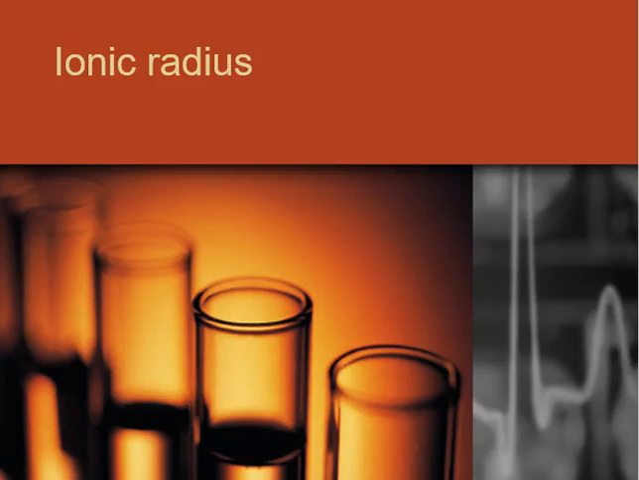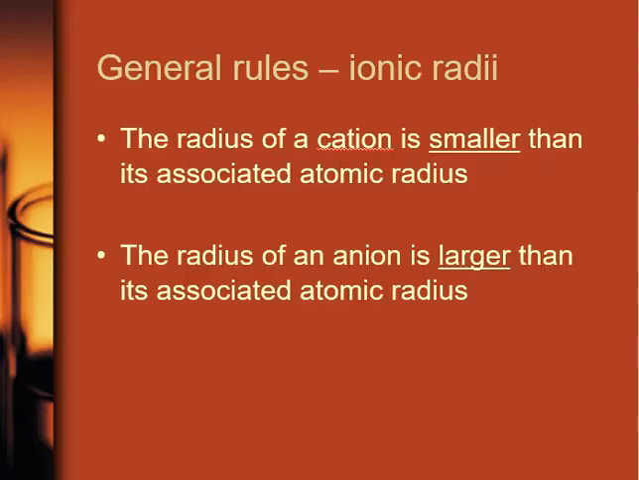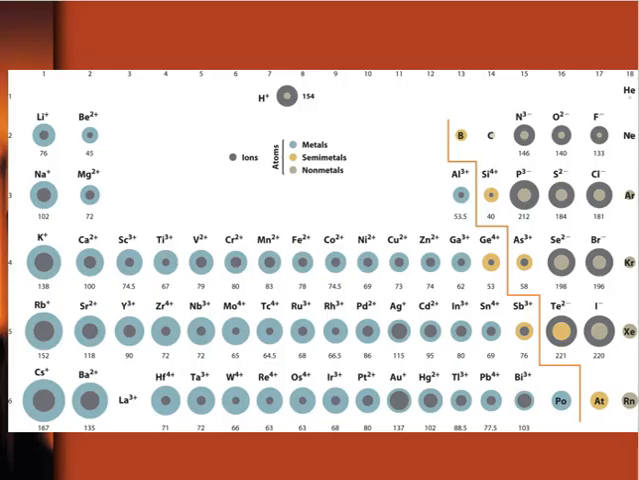Today we're going to be talking about ionic radius and in particular how ionic radius compares to the atomic radius for the same atom. So first off, the general pattern is that the radius of a cation is always going to be smaller than that of its parent atom, while the radius of an anion is going to be larger than its parent atom.